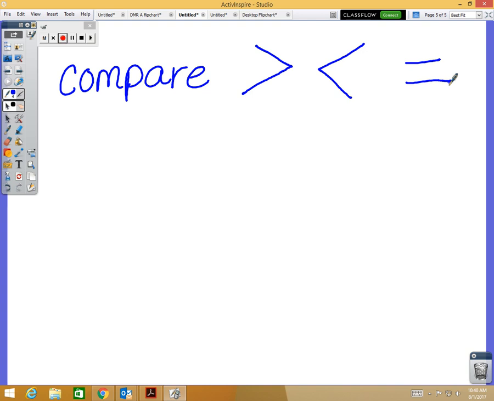There we go. All right, so when we're comparing fractions, it gets a little bit more complicated. Now, when we have the same denominator, it's not that bad, okay? So same denominator.